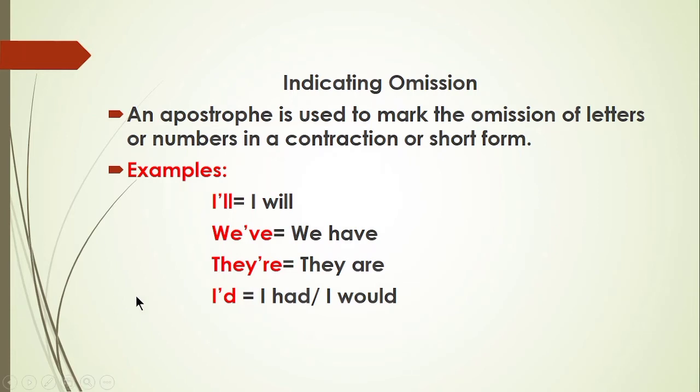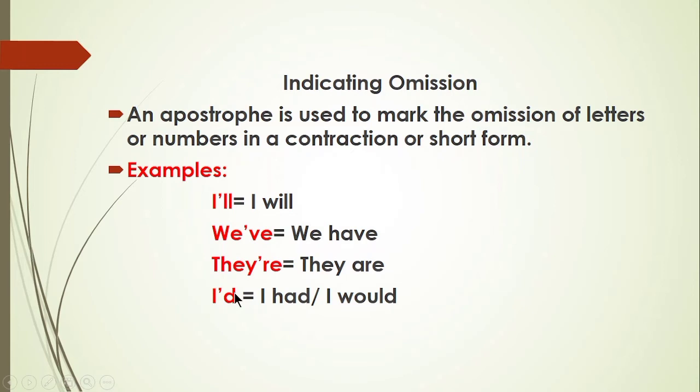put an apostrophe. Similarly, we have is contracted or shortened into we've. So here we put an apostrophe in order to show that H and A, they have been deleted. They are. So they are. Again, here the apostrophe shows the omission of A. I'd. I'd is equal to I had or I would. This single D, it can indicate had as well as would.